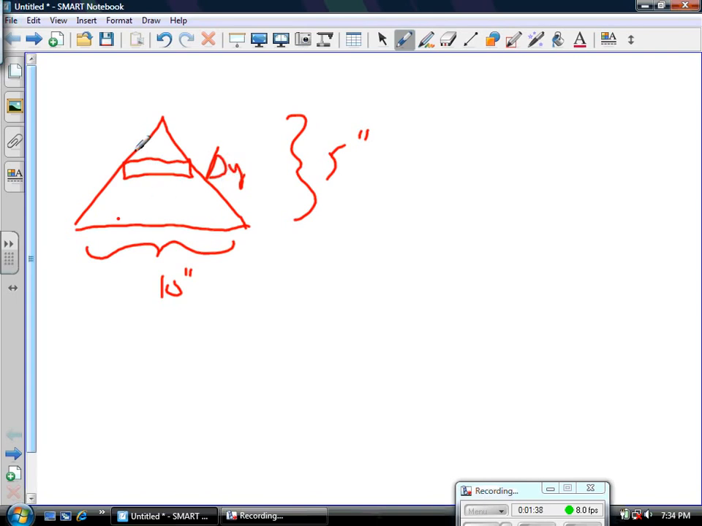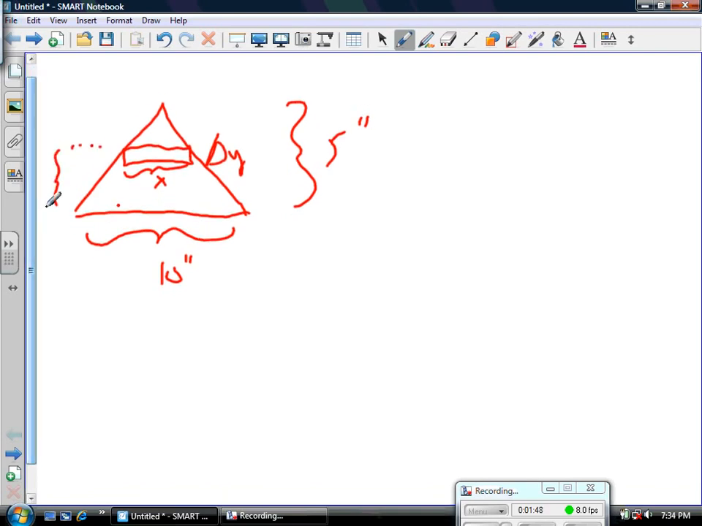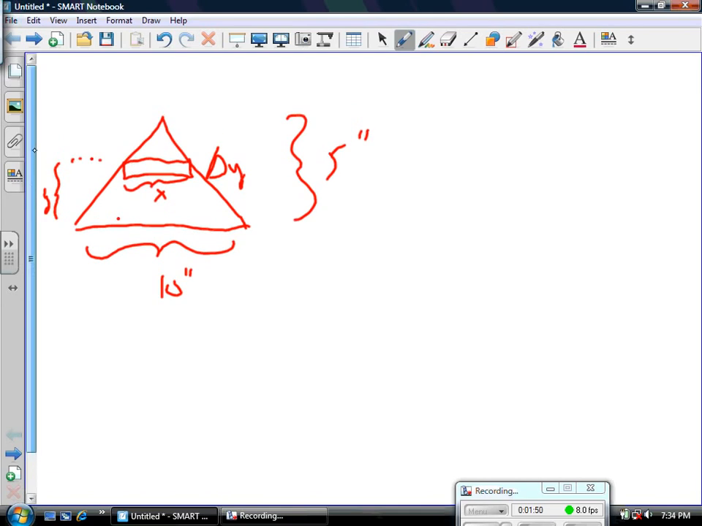Okay. Let me call this length here x. Let's call this height here y. Now my question is, what is the area of that one rectangle? That's all I want. Based on the area of the rectangle, you can get the area and volume of anything. That's the point today. Okay?